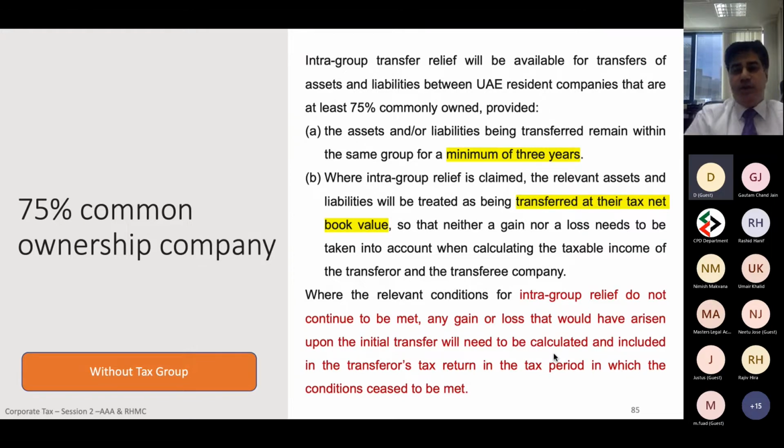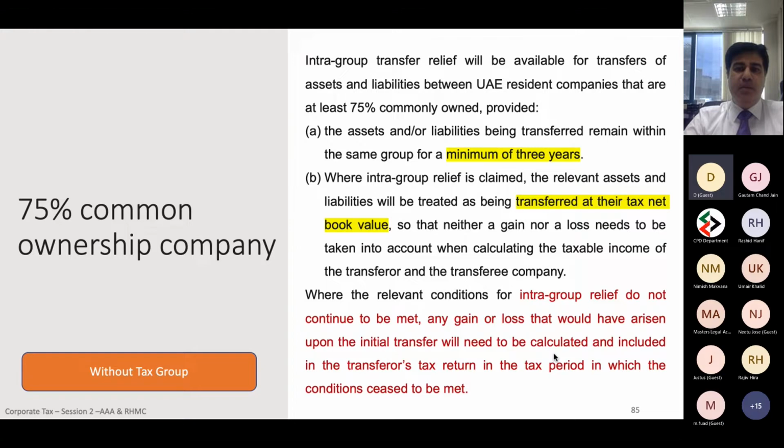Within a tax group, there's no problem because within a tax group, anyway, it's considered as one entity and you set off any kind of intercompany transactions. So there is no challenge. The challenge comes when this is not a tax group company, but there is a 75% common ownership. Now, the two conditions which are required to be met and will be reviewed every year will be, one, the asset and liability being transferred remain within the same group for a minimum of 3 years.